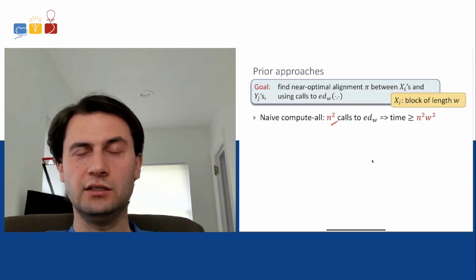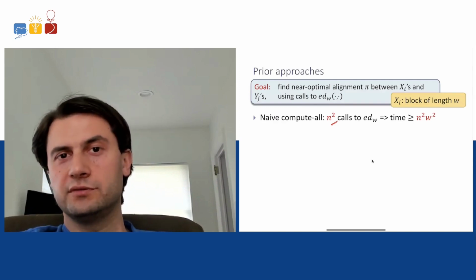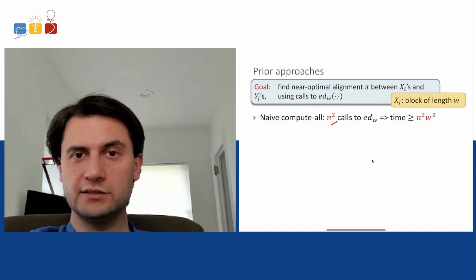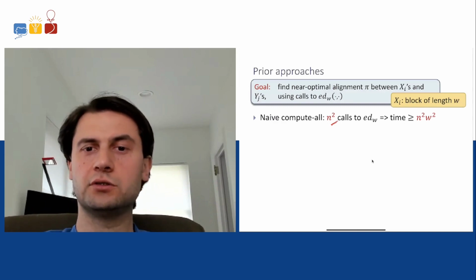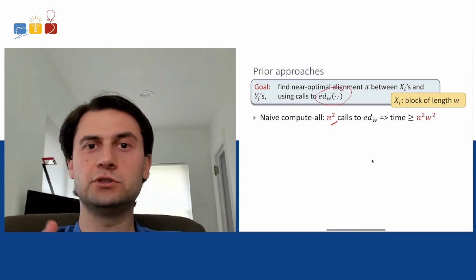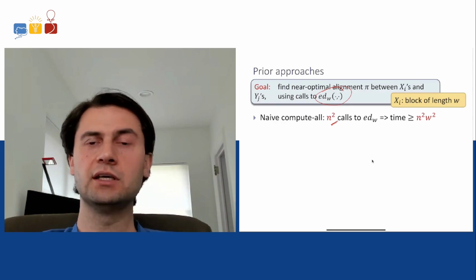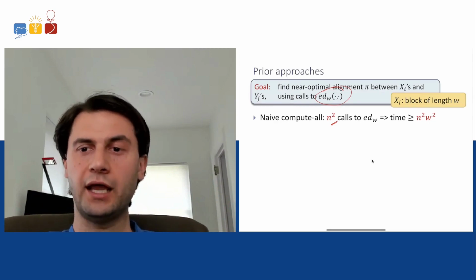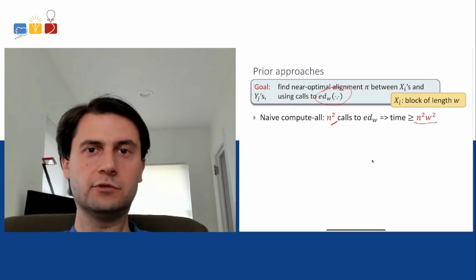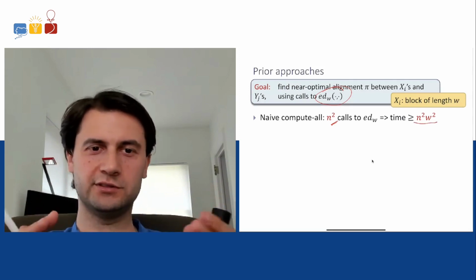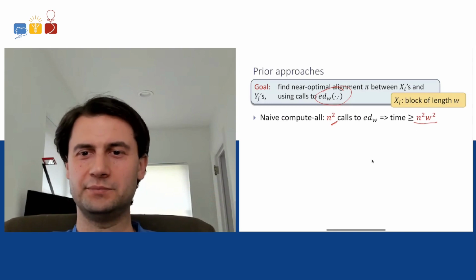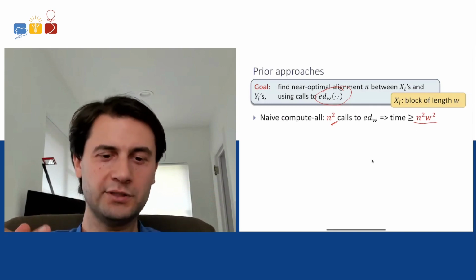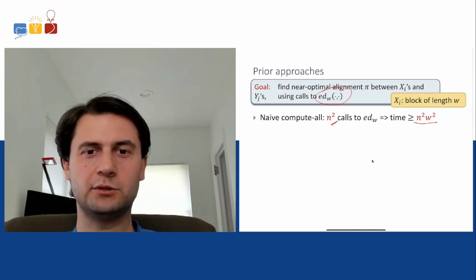Well, now what will be the runtime? To compute one such oracle call, let's say we use the standard edit distance algorithm, which takes time w squared. So this means that the runtime is now n squared times w squared. Okay, this is worse than where we started, just to make sure. So this is not good, but hopefully we can save somehow.